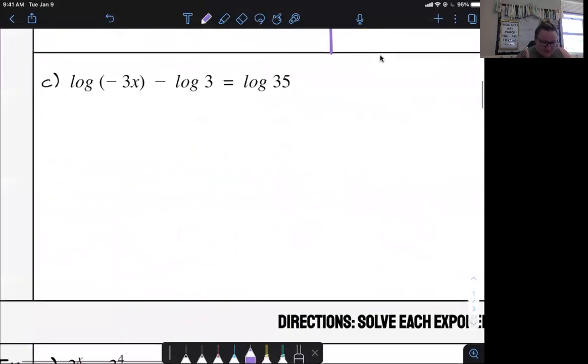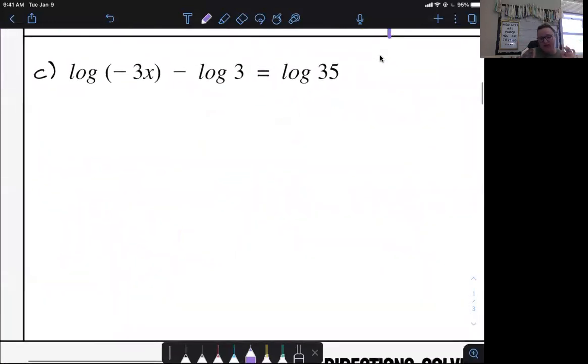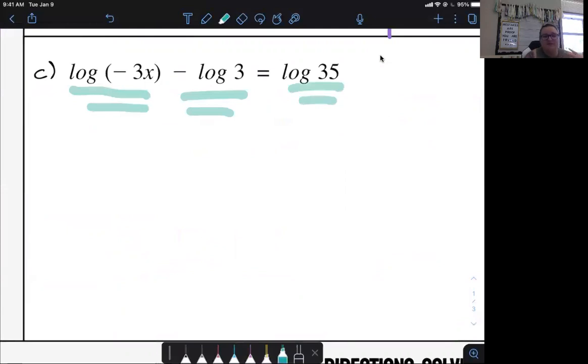All right, and one more, part C. So we have the log of negative 3x minus the log of 3 is equal to the log of 35. And you might say to me, well, Ms. McGuire, we can't solve this equation because we've got 2 logs on this side equal to a log. And to be able to solve these equations, we need a log equal to a log, not 2 logs equal to a log. So what do we do?